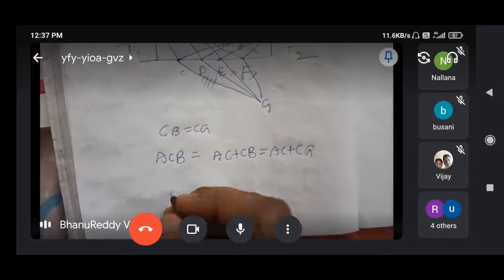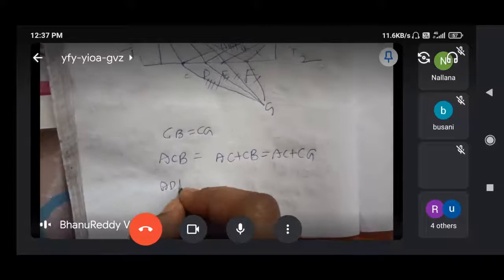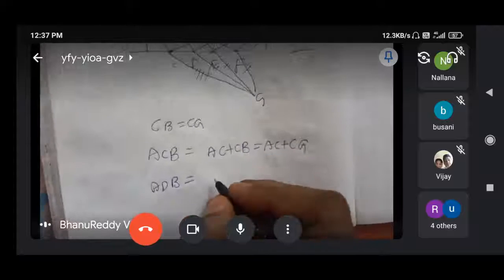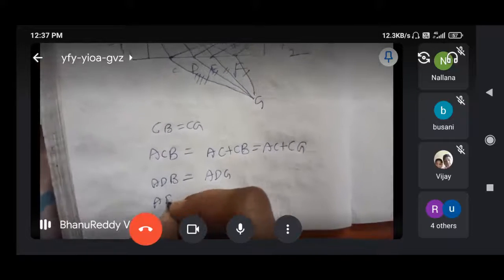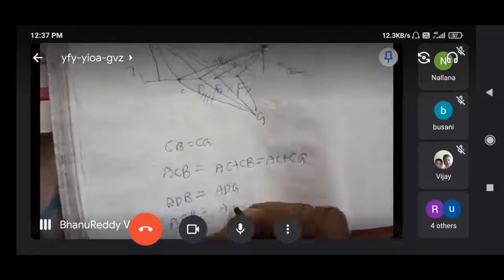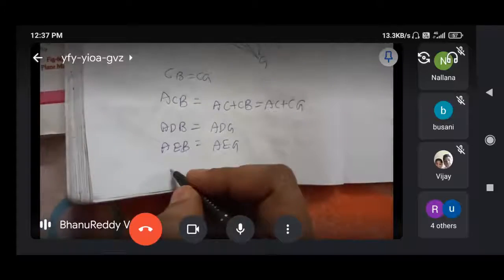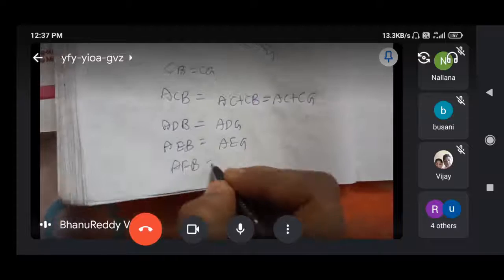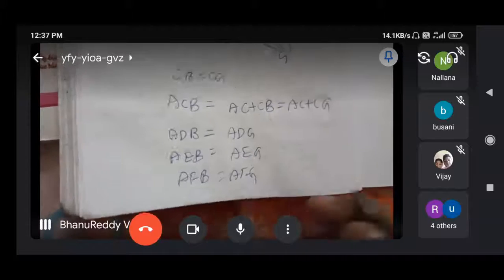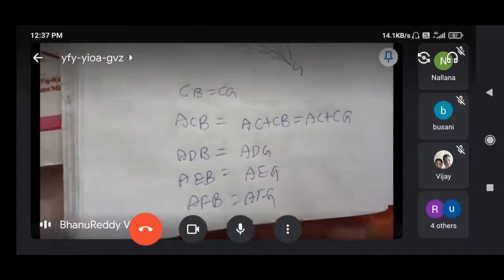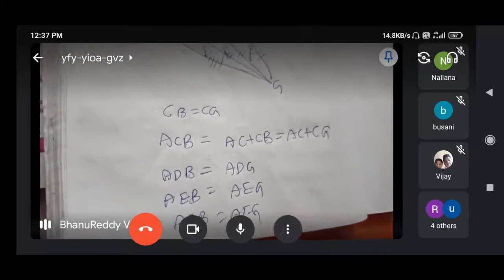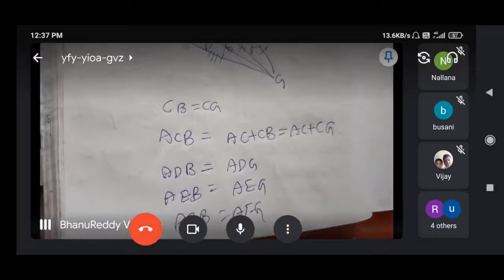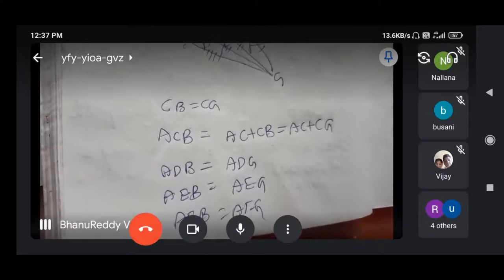And the next one is ADB. ADB is equal to ADG, and AEB is equal to AEG. And the next one, AFB is equal to AFG. So in that manner, we have selected duplicates. And observe the figure carefully. You will notice that among all the paths, ACG, ADG, AEG, AFG, which one is the shortest path?